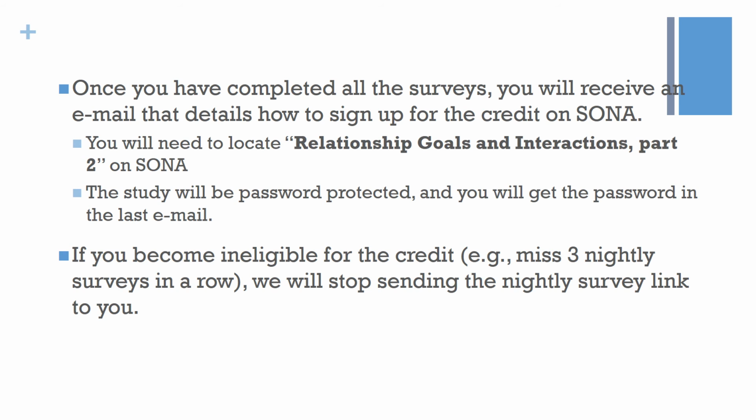Once the diary survey portion of the study is complete, you will receive an email that details how to sign up for credit on Sona. You'll be directed to log on to Sona again and to locate the study called Relationship Goals and Interactions Part 2. The study is password protected and you will receive the password in an email. If you miss more than 2 days, the nightly email reminder to do the survey will no longer be sent to your email.